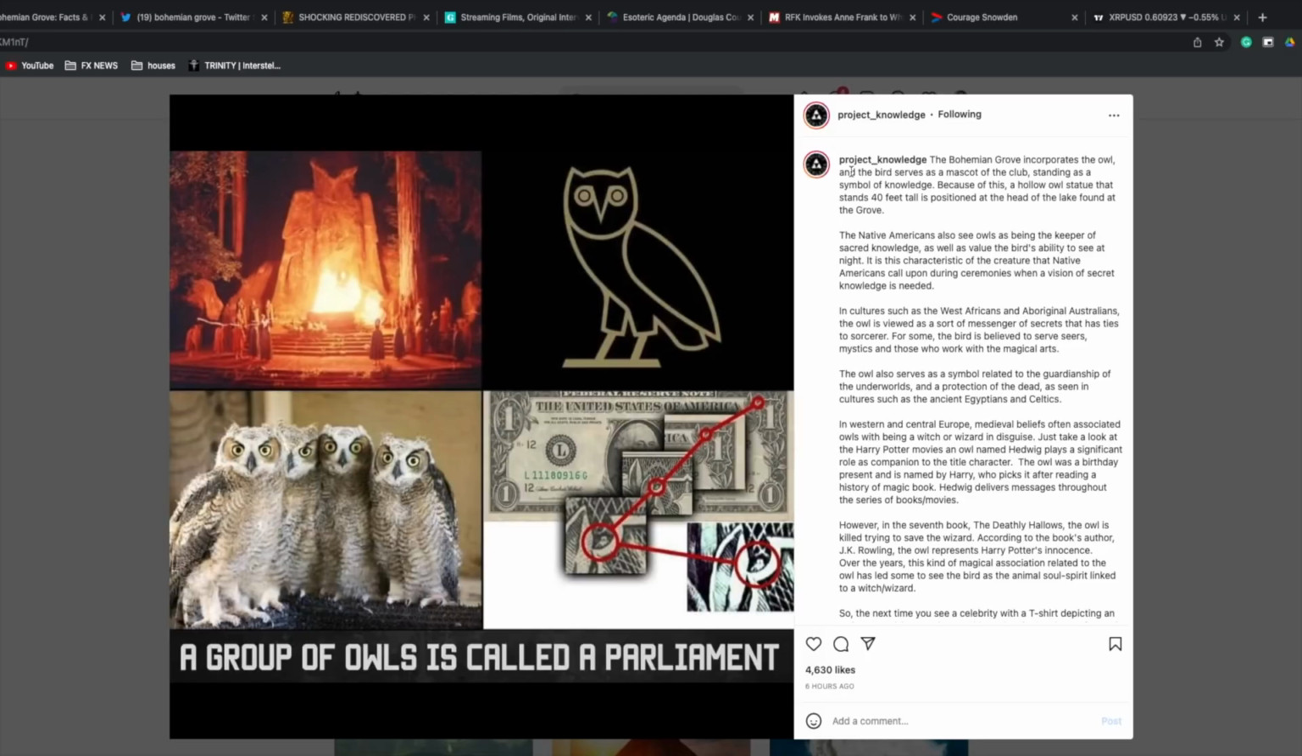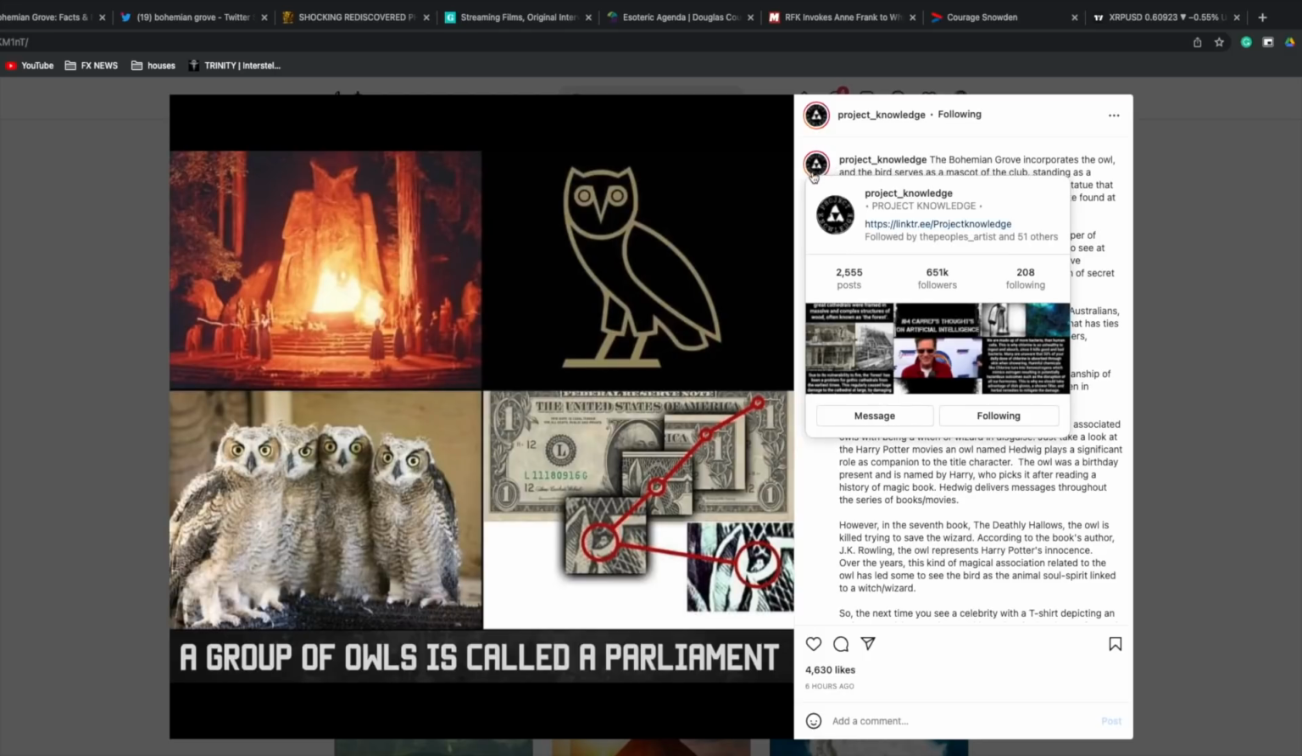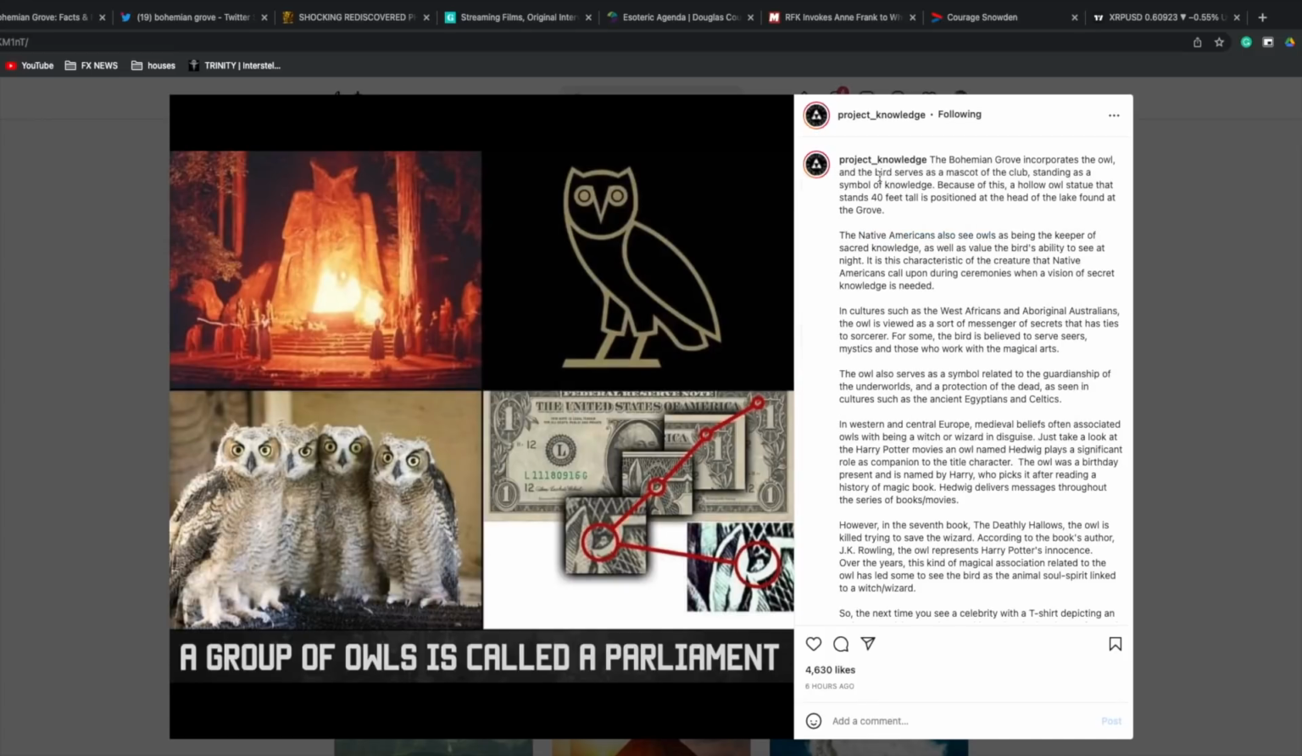So, just reading what this is, a post from Project Knowledge. This is an Instagram account that gets taken down quite often because of the outrageous posts they make surrounding freedom of speech and freedom of information. They posted this today, about 6 hours ago, and it reads: the Bohemian Grove incorporates the owl, and the bird serves as a mascot of the club, standing as a symbol of knowledge. Because of this, a hollow owl statue that stands 40 feet tall is positioned at the head of the lake found at the Grove. Now, if you guys don't know what Bohemian Grove is, I'm not going to read the rest of this. I'm going to show you a little bit of a breakdown on what Bohemian Grove is.